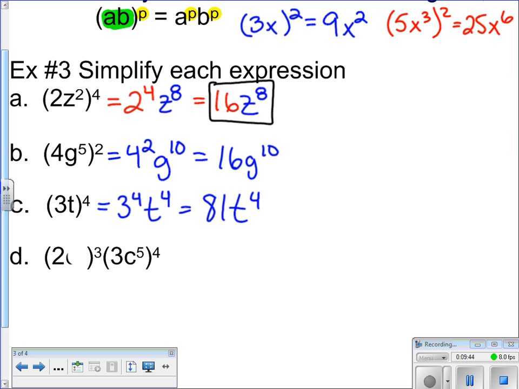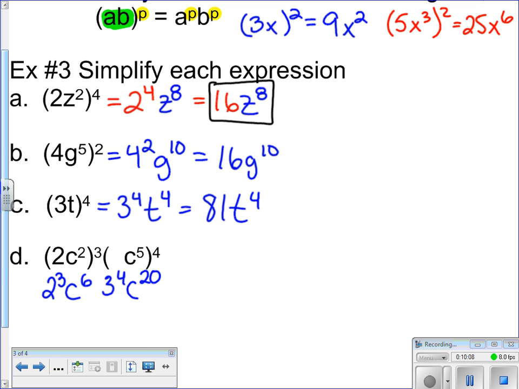And lastly, down here, cover up the c for a moment. 2 cubed. Cover up the 2. Multiply those exponents. That's c to the 6th. Come over here. This becomes 3 to the 4th. Cover up the 3. 5 times 4 is 20.